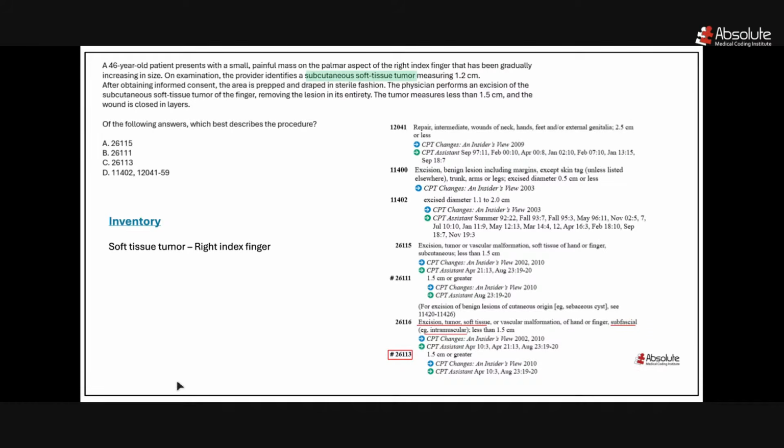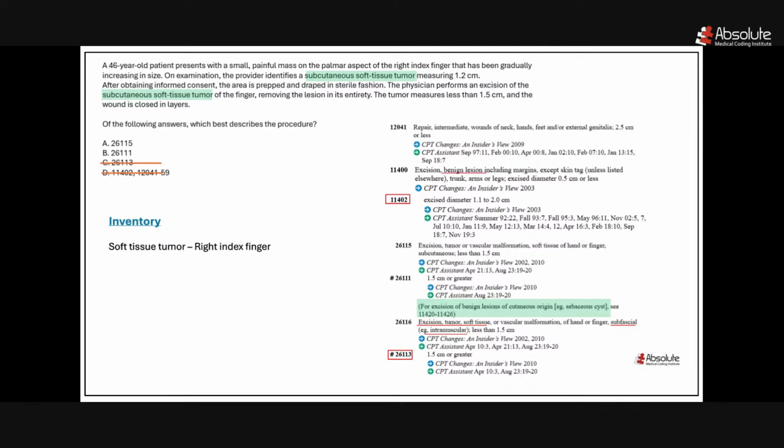Yes, it's a subcutaneous soft tissue tumor that was documented, and the excision also was for a subcutaneous soft tissue tumor. So it's not a subfascial or intramuscular tumor excision that was performed. That eliminates option C. And we are looking into the next one, 11402, which is for excision of benign lesion, including the margins except the skin tag, trunk, arms, legs.